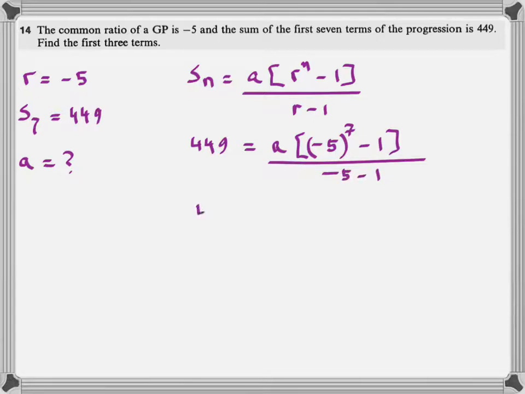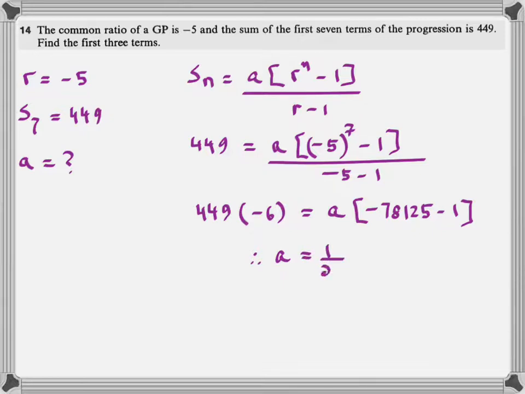Now keep in mind, expect the unexpected. Do not expect all answers to be exact integers or exact fractions such as 1.5 or 2.7. You may end up with an answer such as A is 1 over 29.